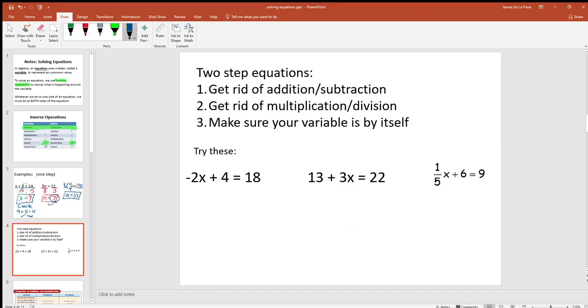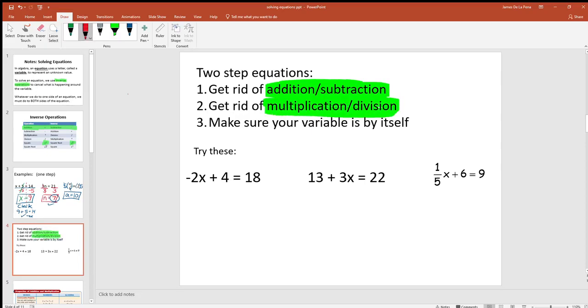When we have more than one thing happening in our equation, usually it's both addition and subtraction and multiplication and division happening. We want to make sure we cancel things out in the right order. So I made a list here for 2 steps. It's usually the case that we want to get rid of addition and subtraction first, and then get rid of multiplication and division. However, if we've got parentheses in our problem, that's going to change the order there.